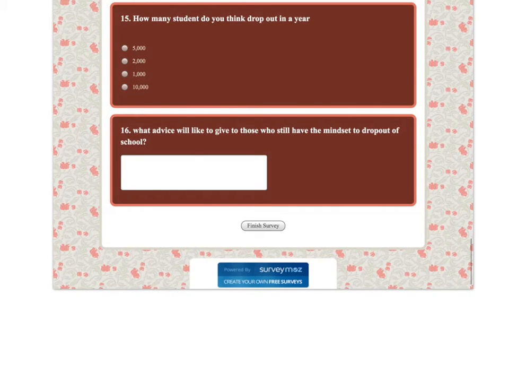Again, for question 16, when you're saying what advice would you like to give to those who still have the mindset of dropping out, again, you're going to get varied responses there, which are going to be difficult for you to use in any way in terms of data collection. And that's really why we're writing this survey, is to collect data and use it for a purpose. So try to stay away from questions like that. So try to just fine-tune your questions so that you're gathering the data that you need. And that when you have that data, you're going to be able to easily organize it and show some kind of relationship in the topic that you're asking about on your survey.